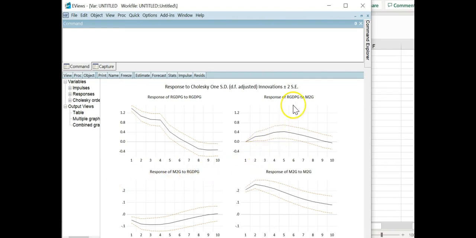So now this one says, how does real GDP respond to M2? So this is much more interesting. How does GDP respond to itself? Well, there's persistence in GDP, so it's not surprising that there's some response here. So the blue line is the actual impulse response function, and the orange dotted lines are the confidence interval. When you see the confidence interval that's completely above 0, let's say at the 4th lag here, there is a positive response. So M2 growth has a positive effect on real GDP growth.